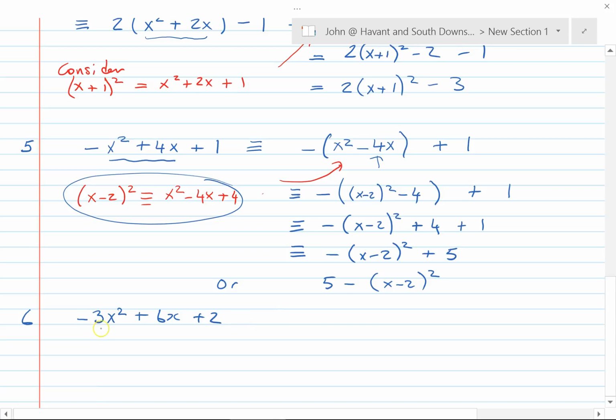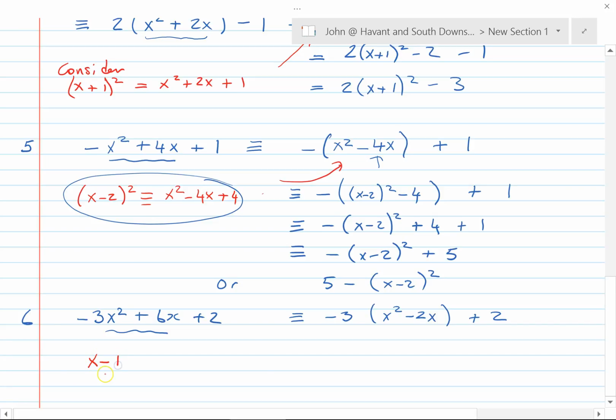So we have a minus 3 this time. So I'm going to take that minus 3 out in front of these two bits here. So that's minus 3x squared, take away 2x plus 2. Okay, so what we're going to do is we're going to half this number here and consider that expression.